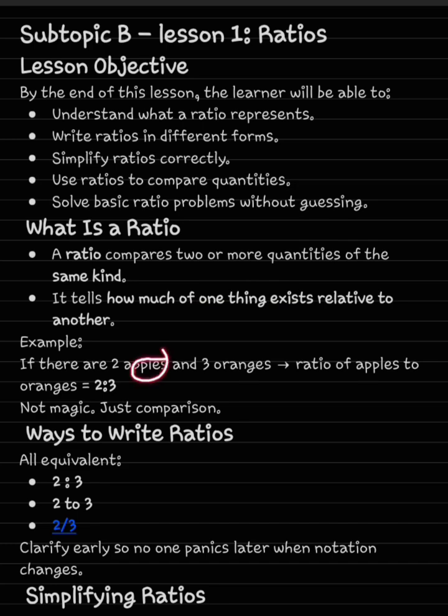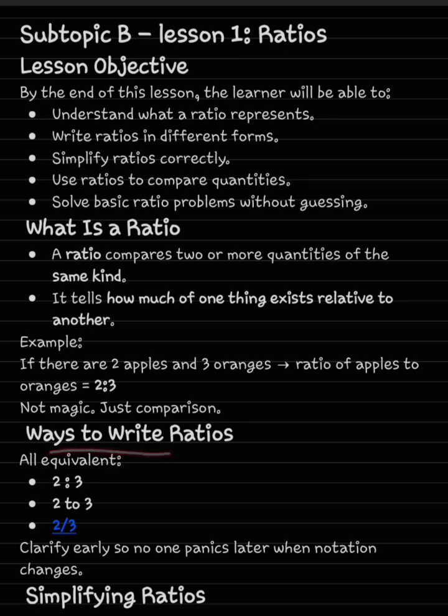Consider a scenario where you have 2 apples and 3 oranges. We define the ratio of apples to oranges as 2 to 3. It is important to remember that a ratio does not tell you the total number of items in the universe. It describes the internal balance of the group you are observing. It is a tool of pure comparison, stripped of any magic or complexity.